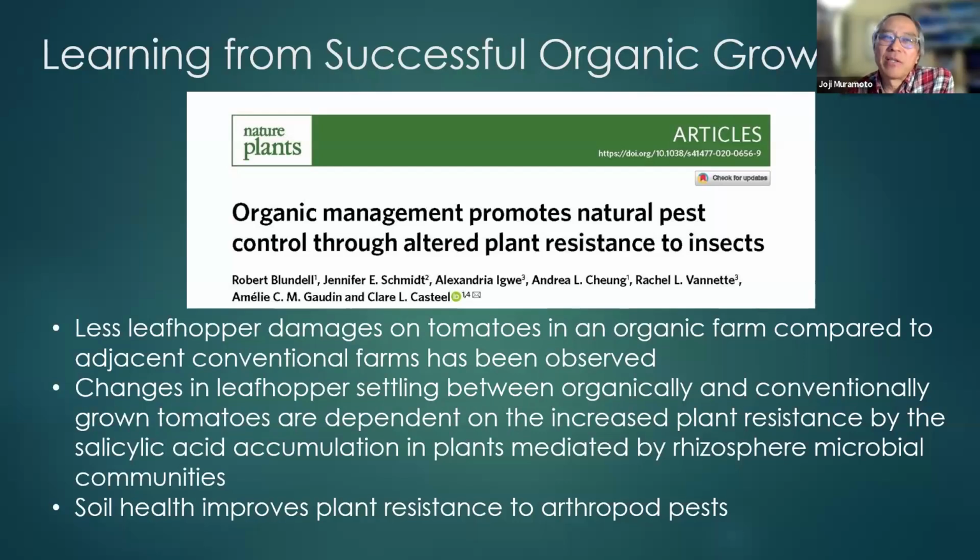They found that changes in leafhopper settling between organically and conventionally grown tomatoes are dependent on the increased plant resistance by the salicylic acid accumulation in plants mediated by rhizosphere microbial communities, which means health of the soil actually increases the plant resistance to insect pests. Who'd have thought about it?